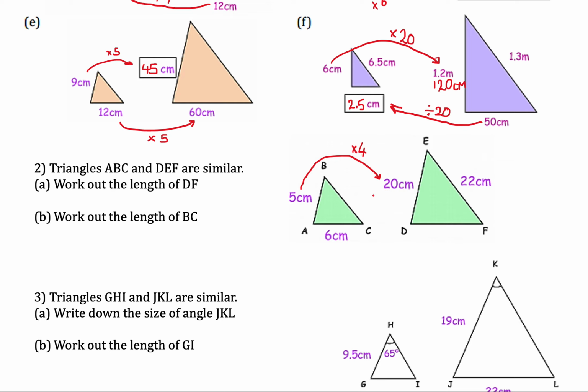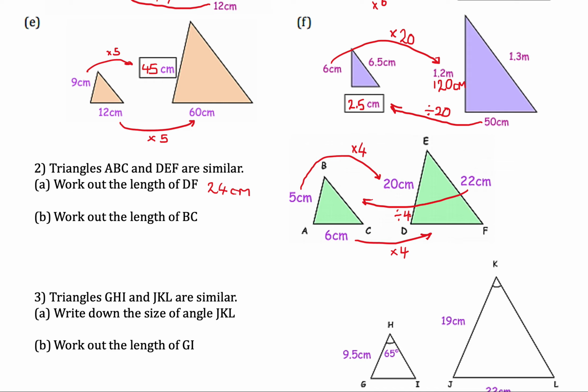And the scale factor is 4. So DF will be 6 times 4, which is 24. State the units as well. Okay, and the length of BC, so this one on the original shape. Here we're going to go back from this corresponding side. We're going to divide by 4.